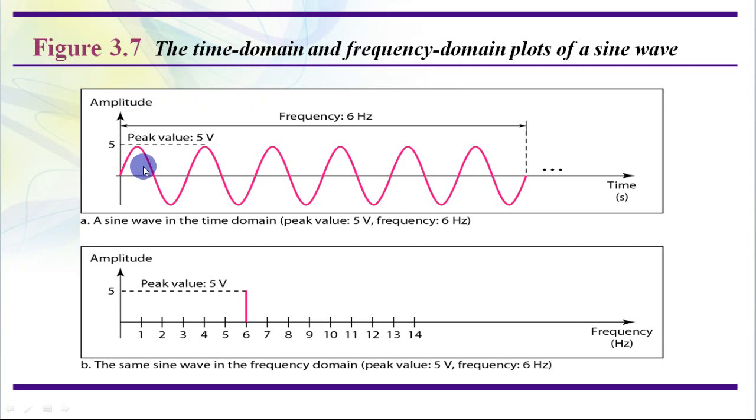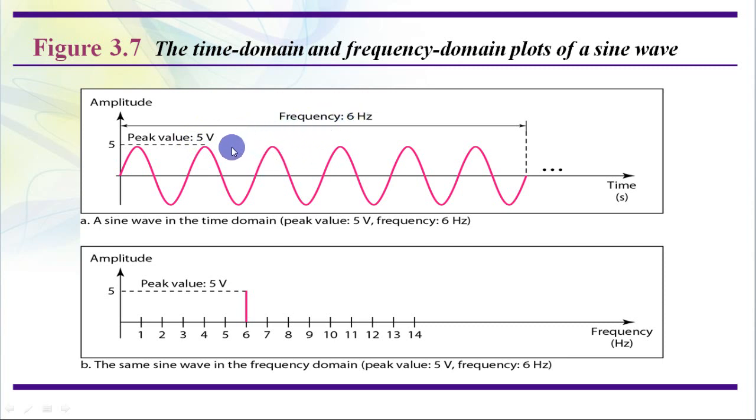So in the first figure we have the sine wave in the time domain. Here the peak value is 5 volts and the frequency of this sine wave is 6 hertz. We already discussed that frequency means the number of sine waves completed in a particular time; in 1 second, 6 sine waves are completed. That's why the frequency is 6 hertz and the amplitude, the peak value, is 5 volts.